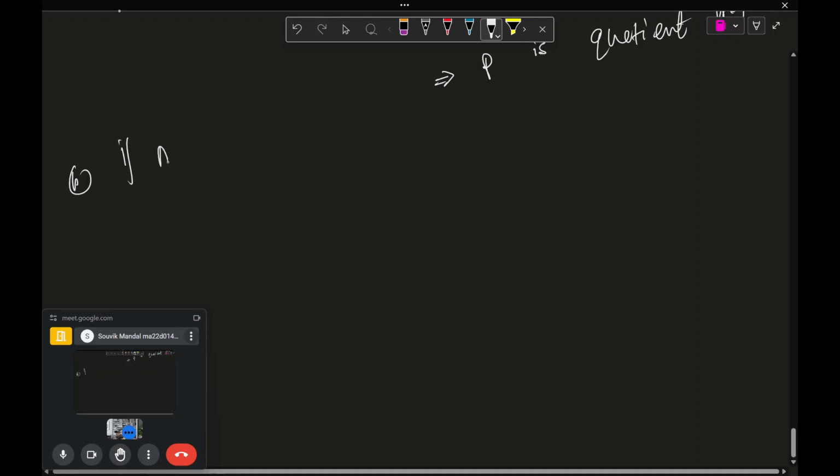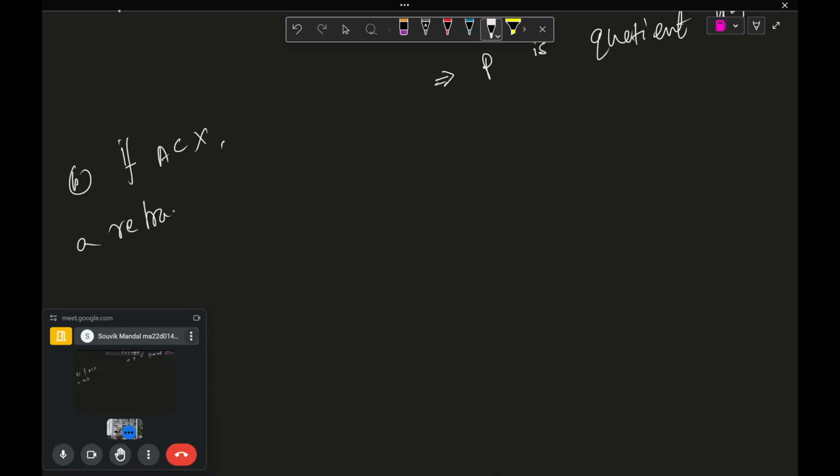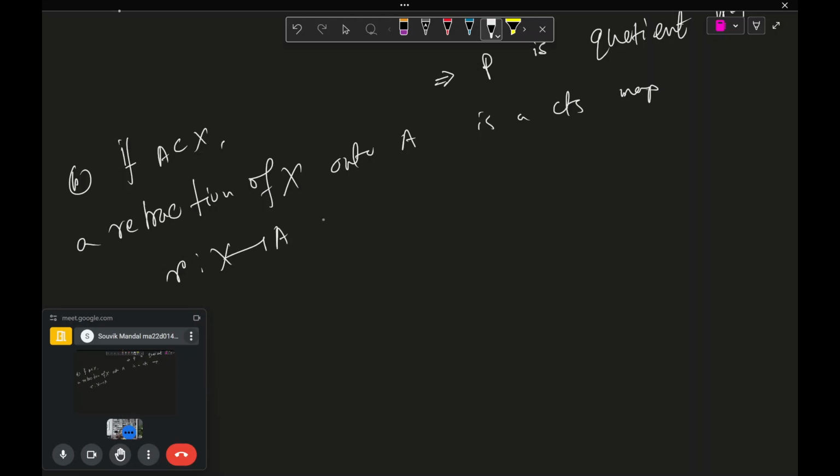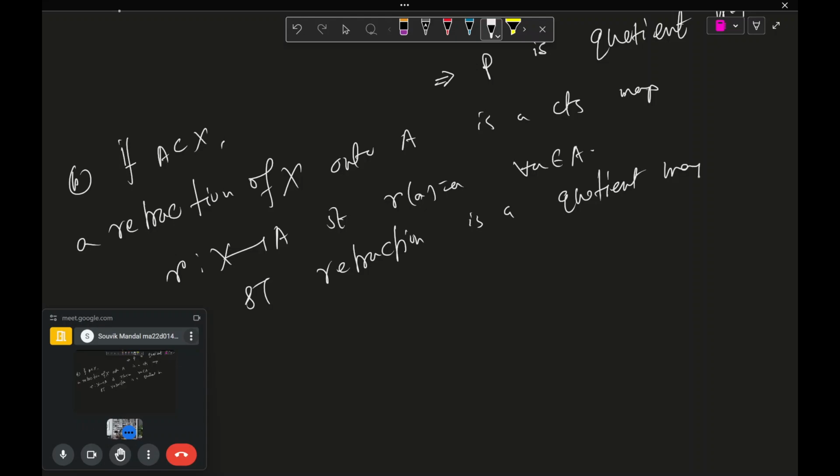Now, if A is a subset of X, a retraction of X onto A is a continuous map r from X to A such that r of a equals a for each a belonging to A. Show that a retraction is a quotient map.